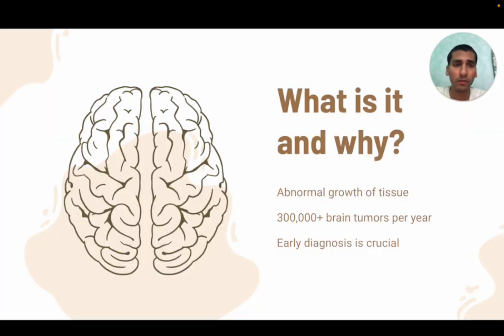So first up, what are brain tumors and why do we concern ourselves with what they are? A tumor is really defined as an abnormal growth of tissue. So brain tumors are just when you have abnormal growth of tissue in the brain, and each year, north of 300,000 people are diagnosed with brain tumors.